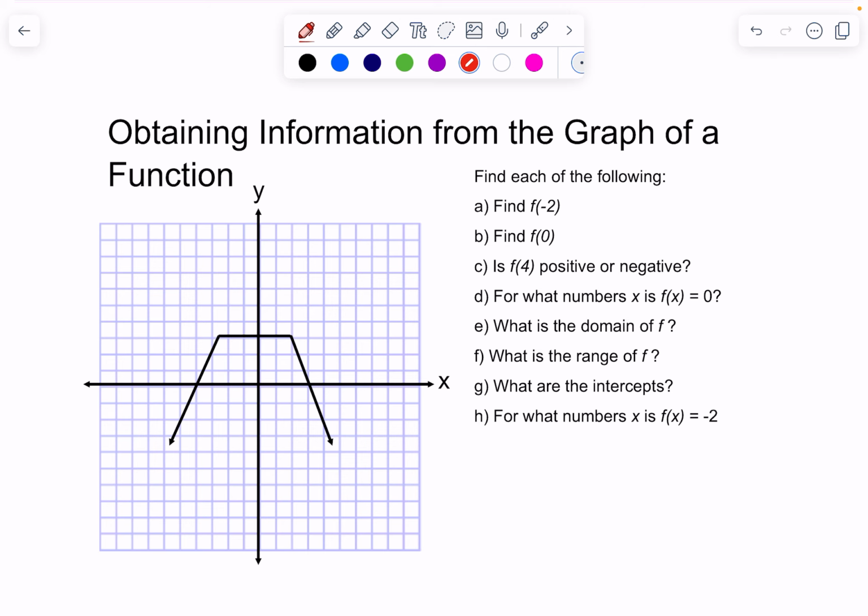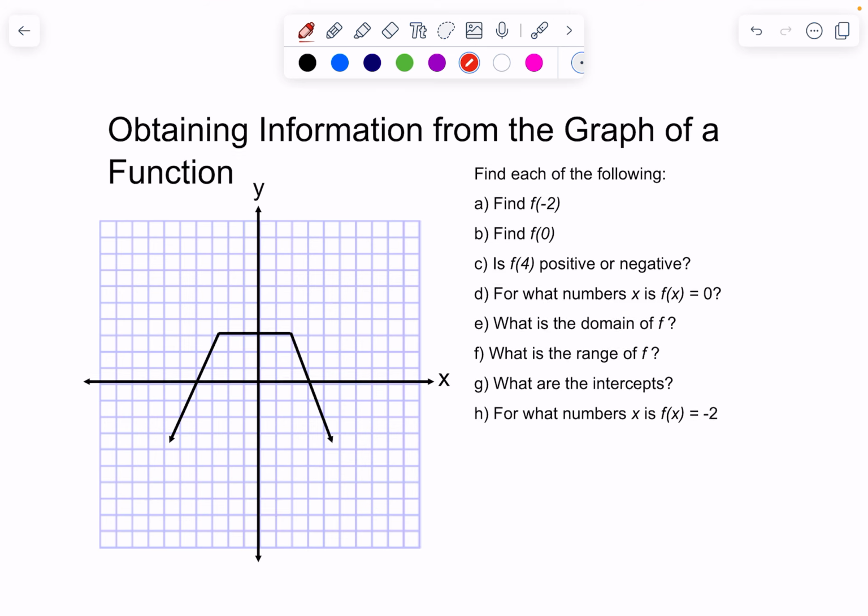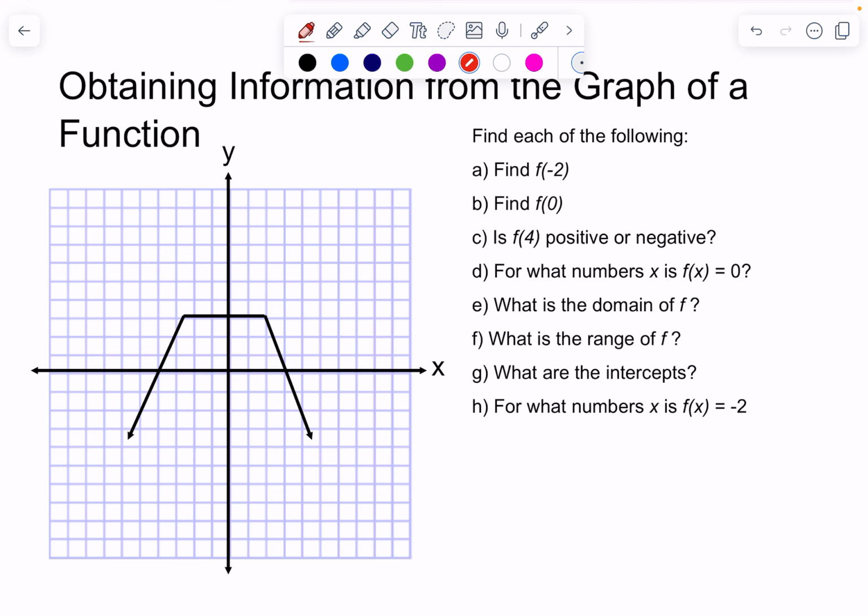All right, and now let's learn how to obtain some information from the graph of a function. So I've given you this function here, and I want to find the following. First, I want to find f of negative 2. So what is the function value when x is negative 2? Well, you go over here to where x is negative 2, and you follow that until you hit the graph. So here, when x is negative 2, I've got a y value of 3. So the function value of f of negative 2 for this particular function is 3. Because when x is negative 2, y is 3.